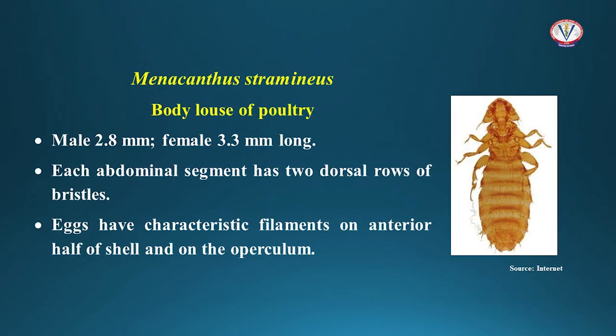Menacanthus stramineus, the body louse of poultry. Males are smaller. Each abdominal segment has two dorsal rows of bristles. The eggs have a characteristic filament on the anterior end of the shell and also on the operculum.